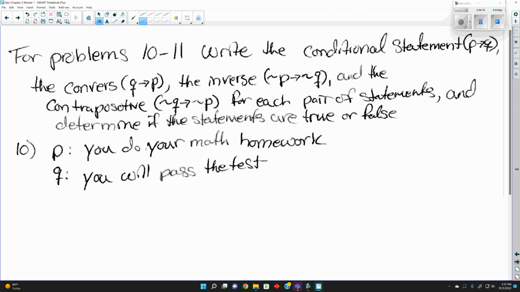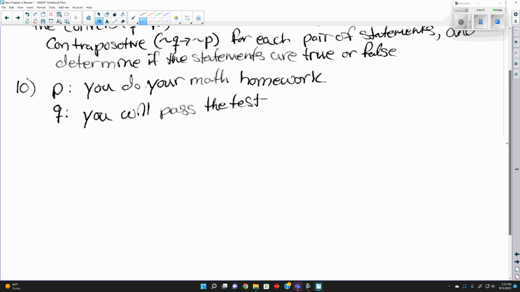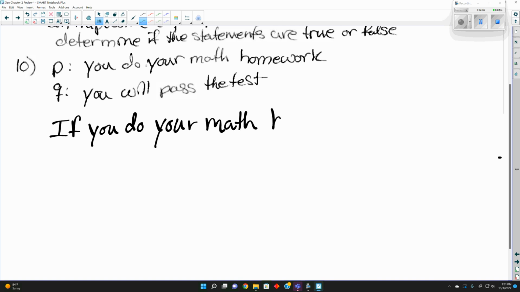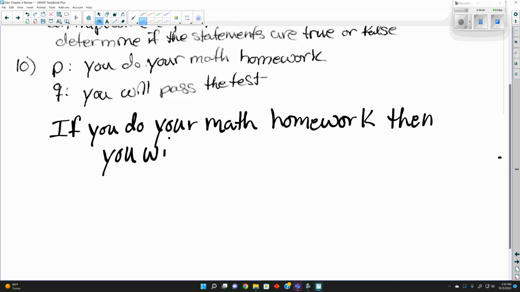Questions on 10 or 11? Which one do we want to look at? So we could look at 10. So our conditional statement: if you do your math homework, then we'll pass the test.